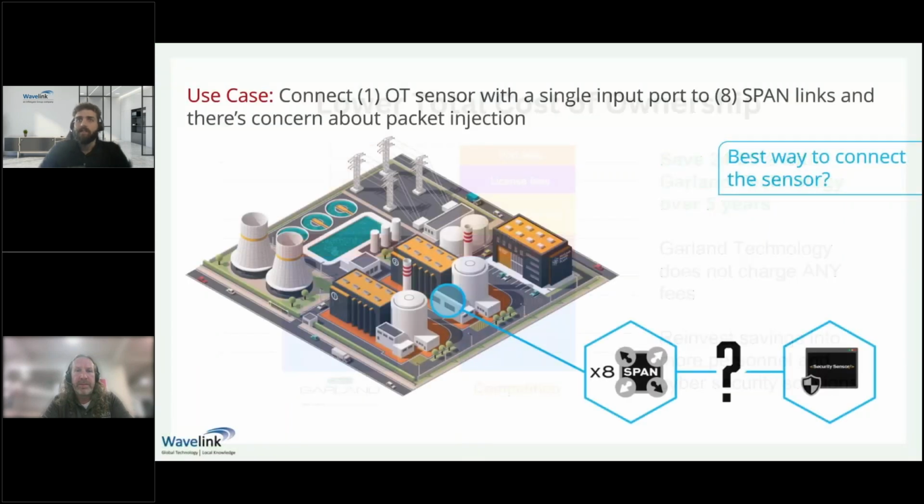Chris, we've got another use case here. Connecting one OT sensor with a single input port to 8 span links. And there's concern about packet injection, which is a common concern that we get through our disti channels as well. What's the best way to connect the sensor?